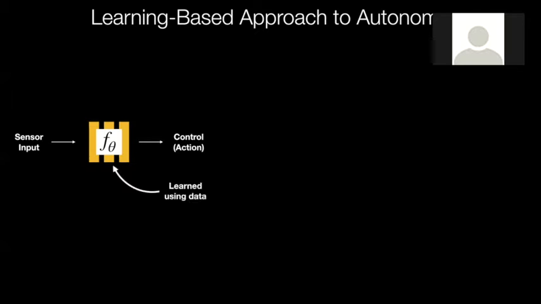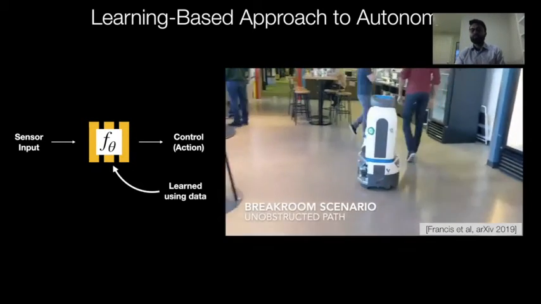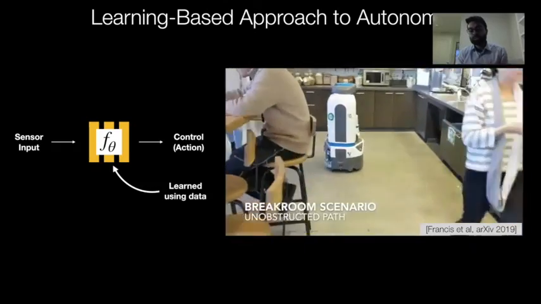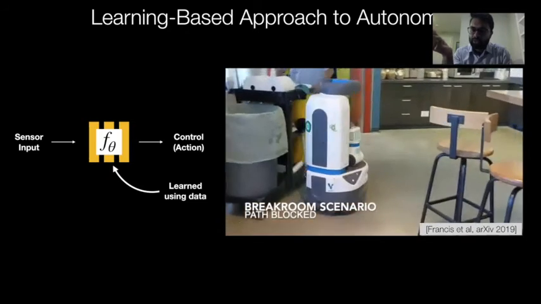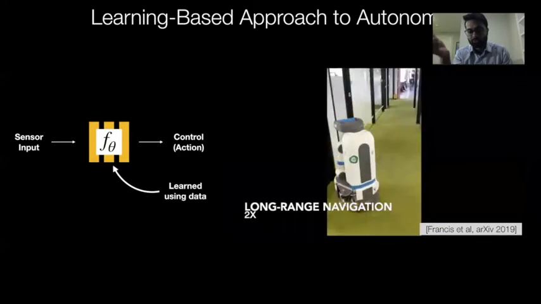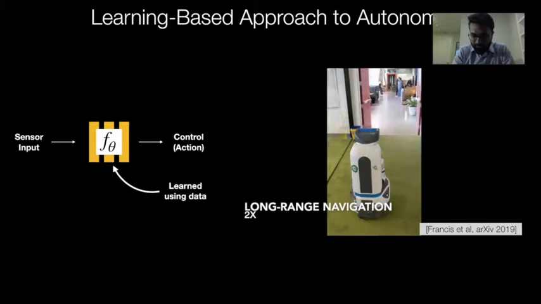And the idea is that this mapping is learned through data. So for example, here is a Fetch mobile robot, which is actually navigating in Google Cafeteria around humans, around moving obstacles without having any prior knowledge about the environment. And it's only using the onboard sensor to do so. So this is an algorithm developed by researchers at Google. So these are the kind of behaviors we can enable via machine learning.